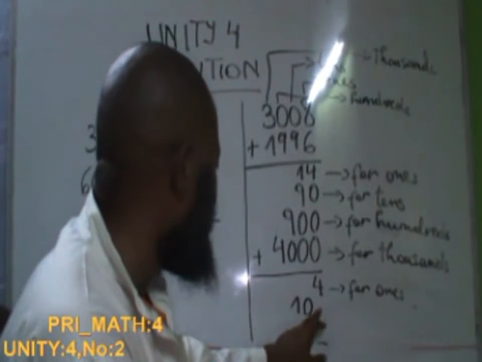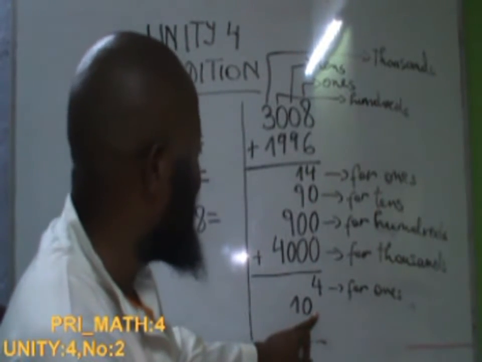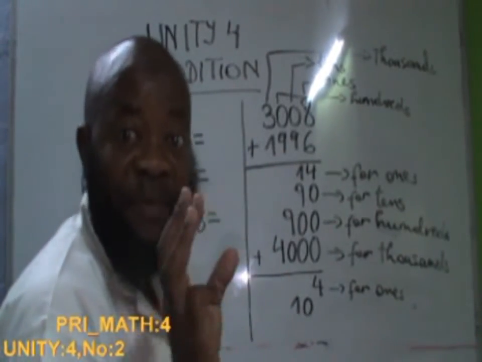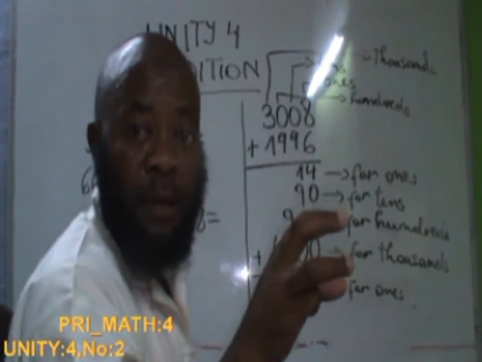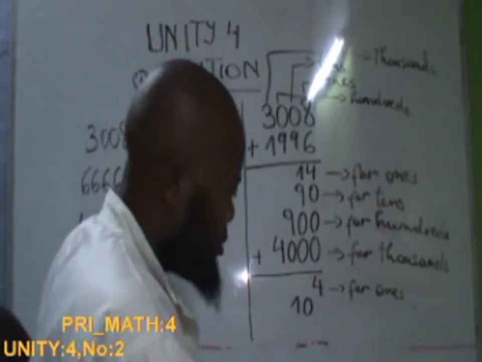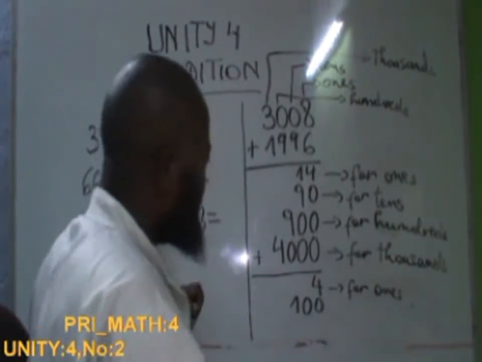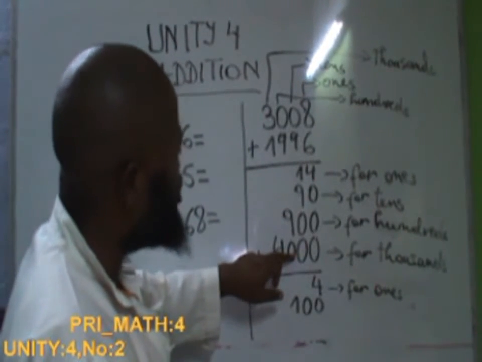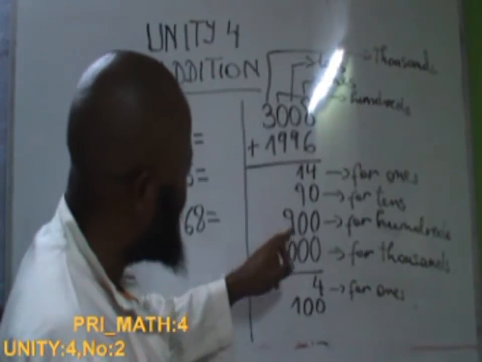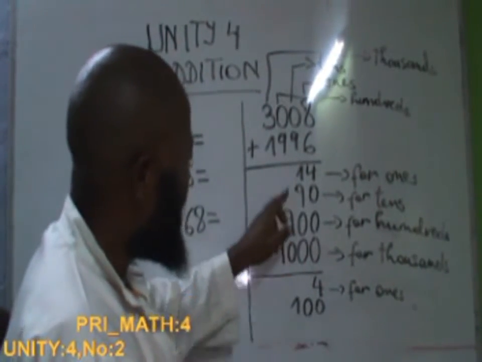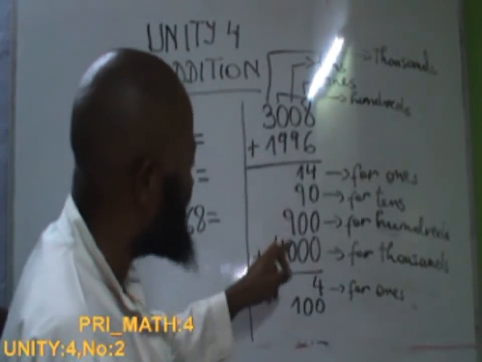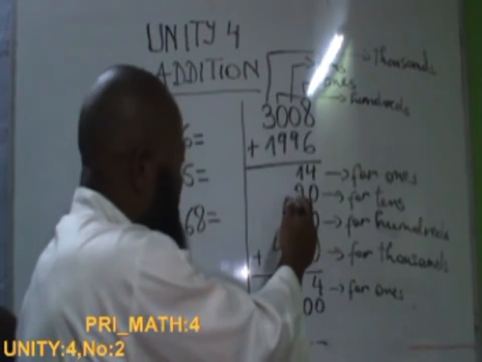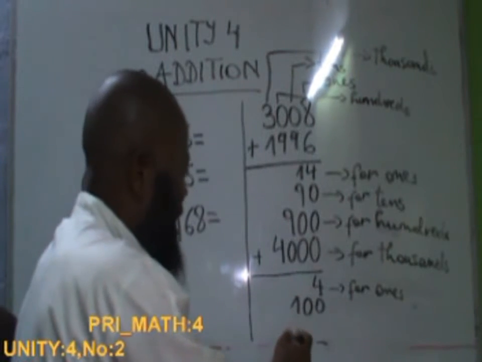If you look here, you'll see that we have an empty value. I told you that when you have an empty value, fill it in by putting zero. I put zero. 9 plus 0 is 9. And we know that this belongs to the hundreds value because it's our third column: 1, 2, 3. Third column, it belongs to hundreds.